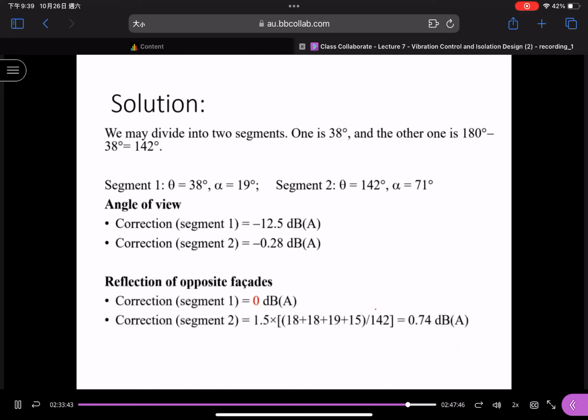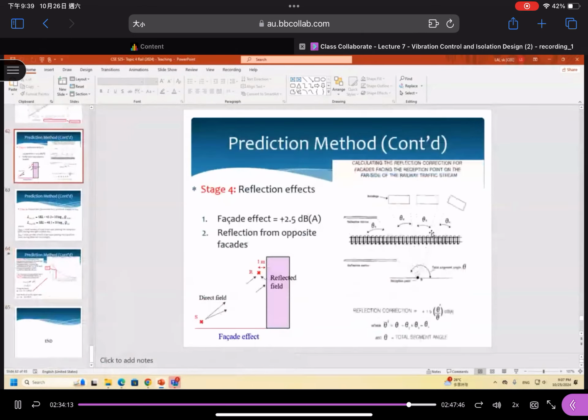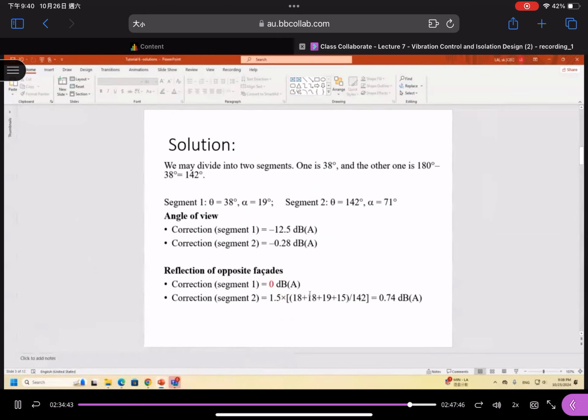So in terms of segment 1, the correction is equal to 0 dBA. And for segment 2, there is a standard equation in your lecture notes. You just add up all of the angles together, and the total angle is 142 degrees. So that's why the correction factor is 0.74 dBA. You may refer to this one. Okay, this equation. In this equation, for theta i, the upper part, you just add all of them together, and theta at the lower part is the overall value. Okay, any problem about question number 1?